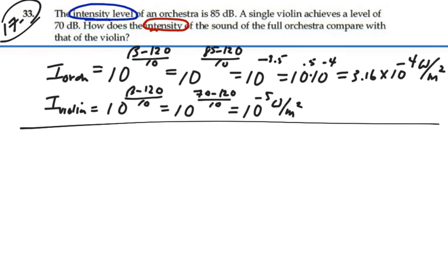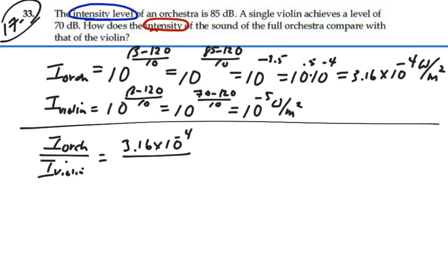So the ratio of the intensity of the orchestra to the intensity of a single violin is going to equal 3.16 times 10 to the minus 4 divided by 10 to the minus 5. And so that is going to be 3.16 times 10 to the 1, I'm sorry, which is going to be 31.6.